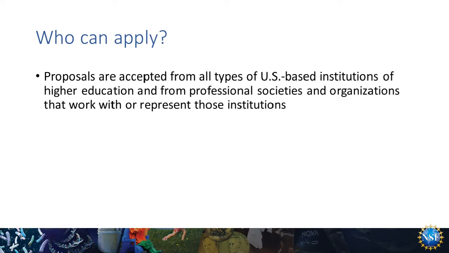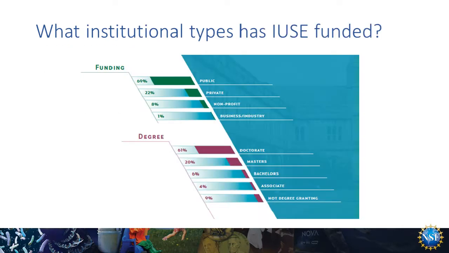Proposals are accepted from all types of institutions of higher education, as well as from professional societies and organizations that relate to the education of undergraduate students. We have funded, over the years of our existence, a number of different types of institutions. And so this graph gives you an idea of the types of institutions that we've funded and the degrees that they grant. The largest percentage of our funding goes to public institutions, but with substantial fractions also to private institutions, nonprofit foundations, and a very small amount to business and industry, for example, those industries related to educational technology.